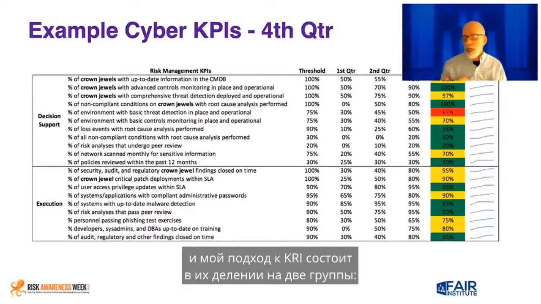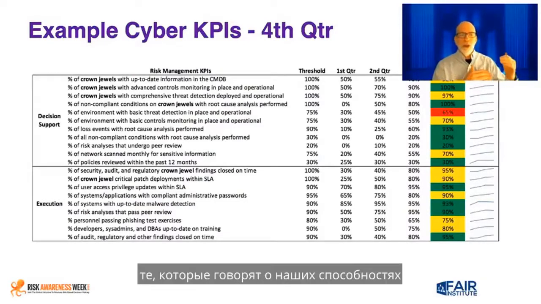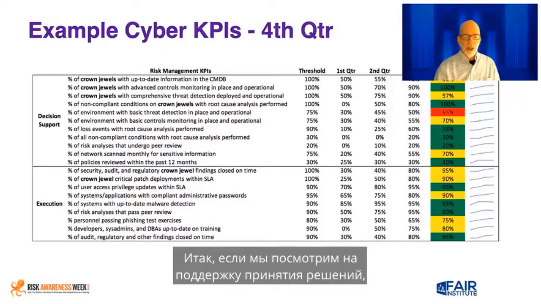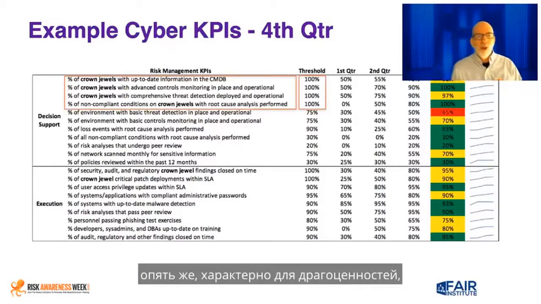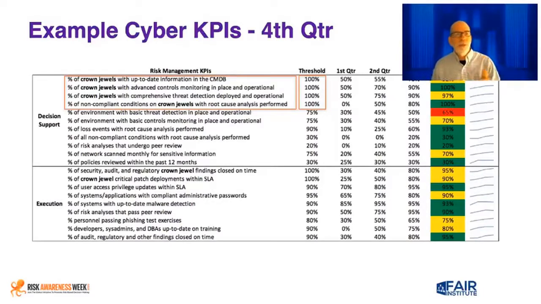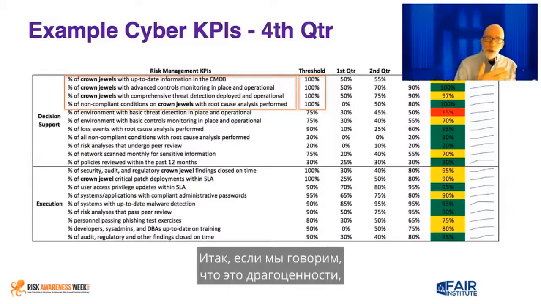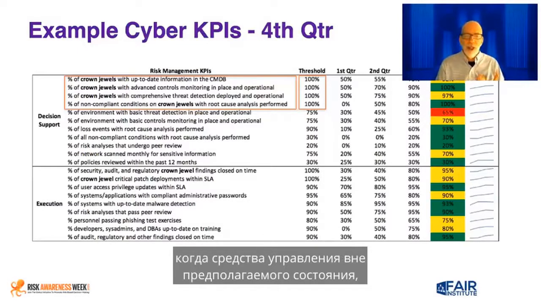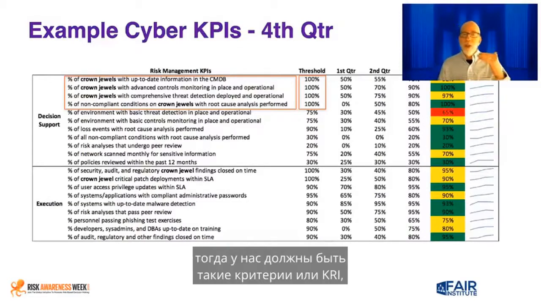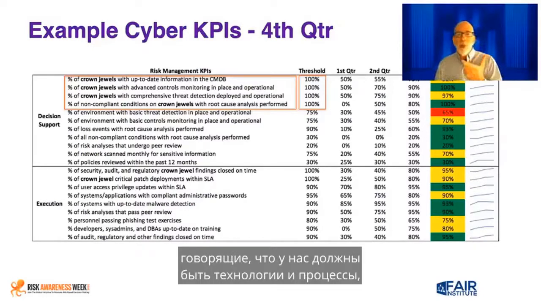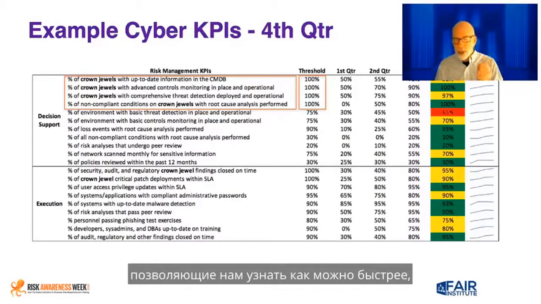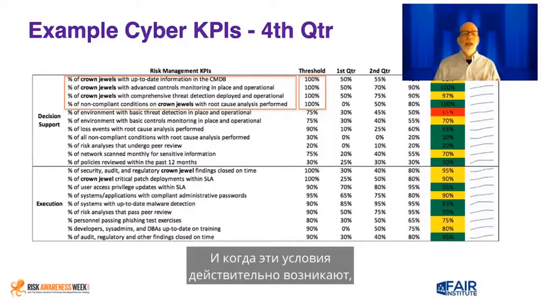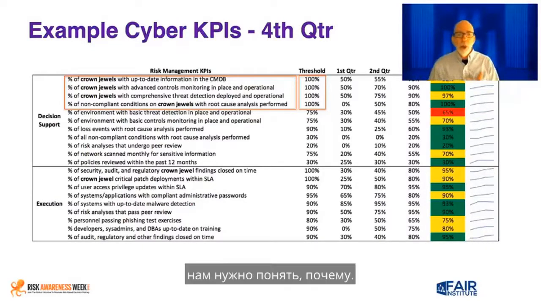And from a KPI perspective, my approach to KPIs is that they fall into 2 buckets. Those that speak to our ability to make well-informed decisions as an organization and our ability to execute reliably. And so if we look at decision support, again, specific to crown jewels, I already talked about the up-to-date criteria and the advanced controls monitoring. So if we're saying that with these crown jewels, we have to be able to recognize as quickly as possible when controls are out of their intended state, and we have to be able to fix them as quickly as possible, then we have to have criteria or KPIs like this that say we have to have technologies and processes in place that allow us to know as quickly as possible when a crown jewel is at increased exposure, and likewise for threat activity.